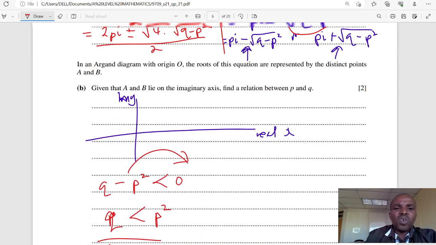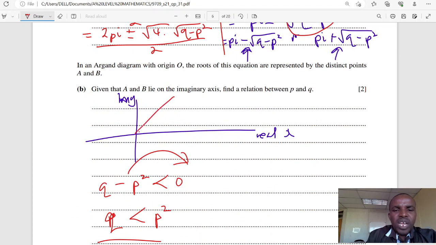Right, equilateral triangle. If I draw my triangle here, let's say OAB, this one is A, this one is B. If this is equilateral, then there are two things we can use. The first is based on the argument of a complex number: the angle inside must be 60 degrees or pi over 3. This angle is 60, 60, 60.